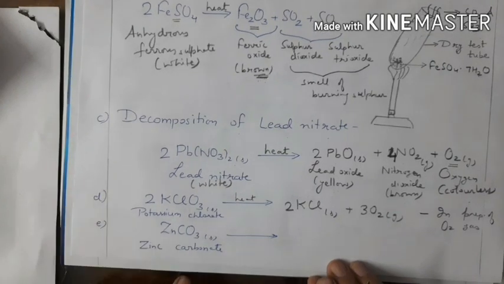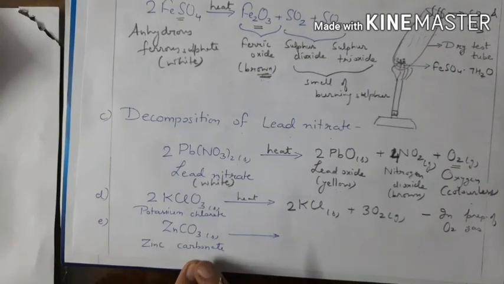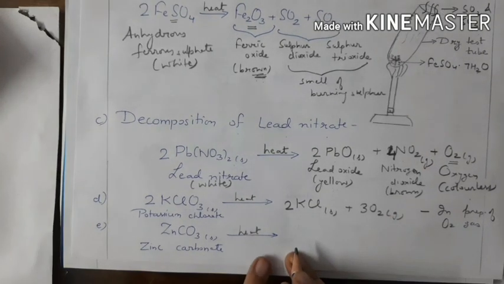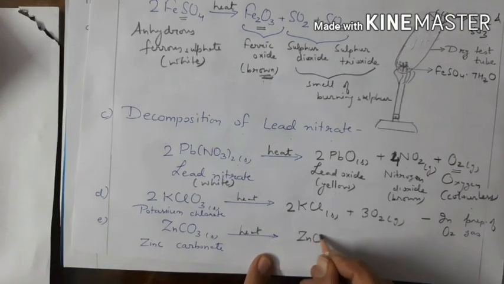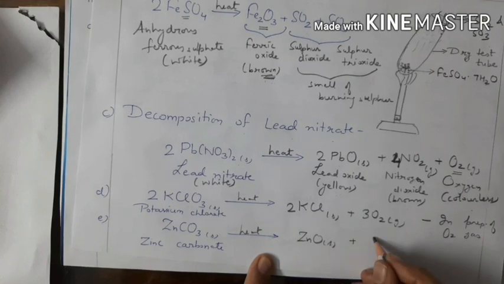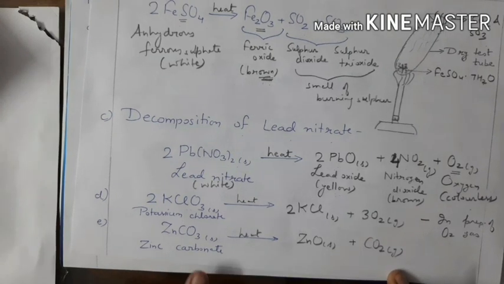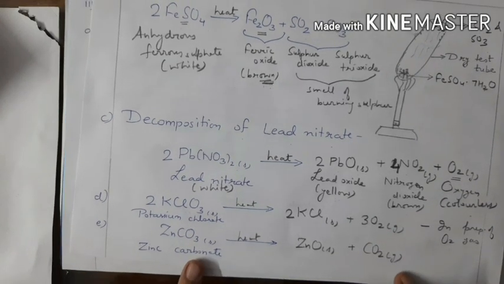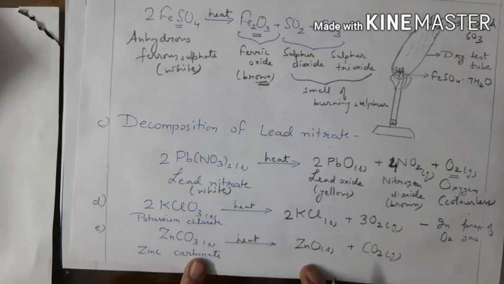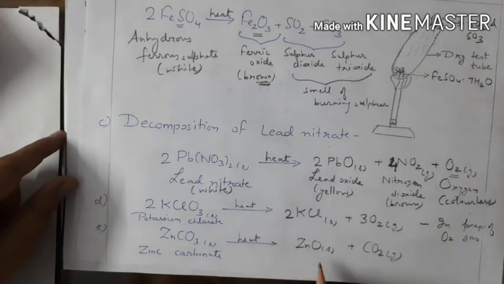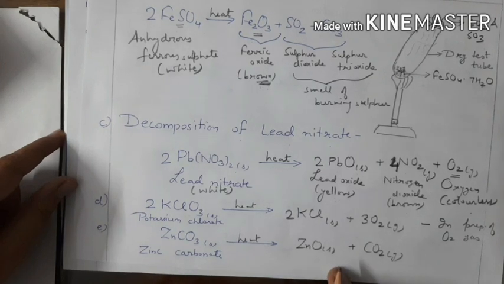The next one is decomposition of zinc carbonate. Zinc carbonate also, when heated, decomposes to form zinc oxide, a solid substance, and carbon dioxide gas is evolved. This reaction is used in obtaining zinc oxide from its carbonate ore. This zinc oxide obtained is then further reduced with carbon. So this was about the thermal decomposition reaction.